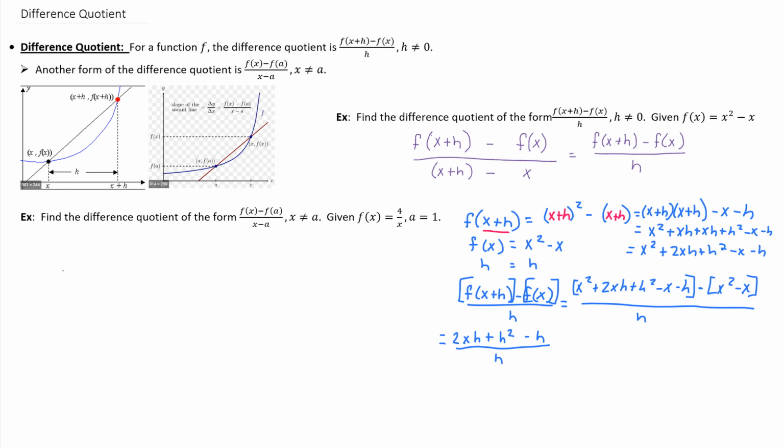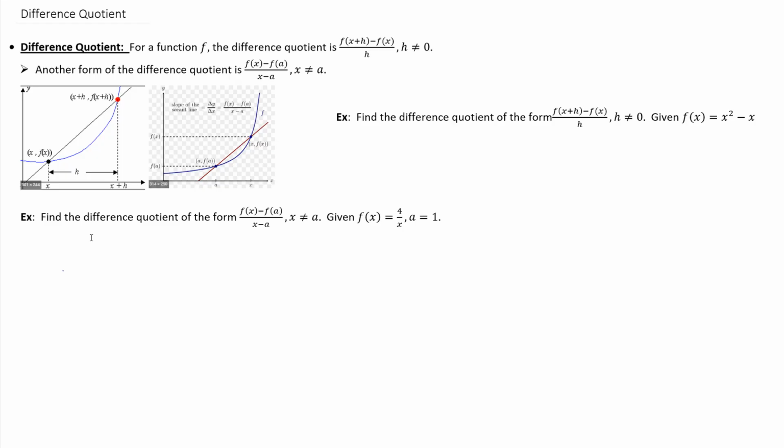But notice every term has h in it, in the numerator and in the denominator, so we can go ahead and divide out h from each term. And so we're left with 2x plus h minus 1 all over 1, but you don't need to write that. And so this is your difference quotient. The difference quotient appears to be linear because it's mx plus some constant, h minus 1. So the difference quotient is 2x plus h minus 1.